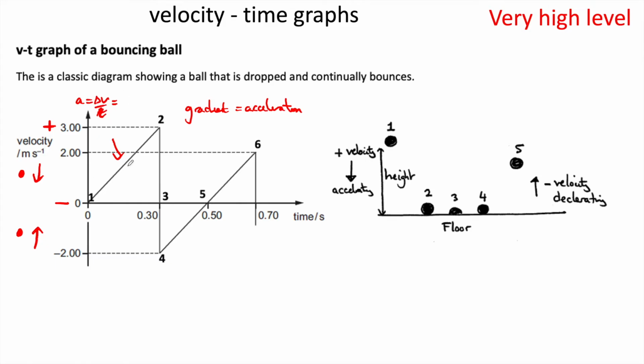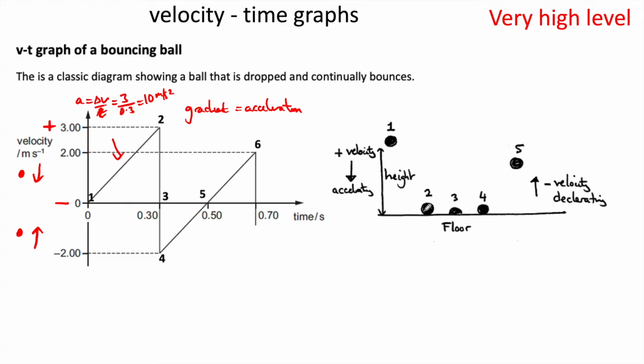And you can see the change in velocity up to 2, when it just makes contact with the floor. The change in velocity is 3 and the time taken was 0.3, and you can see that gives us 10 meters per second squared. That's the acceleration due to gravity.